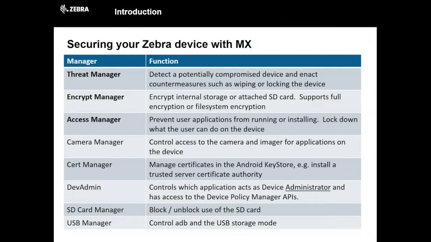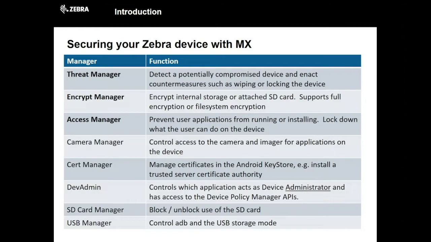Just to go into a little more detail of what these managers do. Threat Manager enables you to detect that your device has been potentially compromised or rooted. You can detect that on startup, or periodically scan for that condition. Encrypt Manager enables you to encrypt internal or external storage, and it supports file system encryption as well as full encryption. We'll go into more detail on these. Access Manager sets up a whitelist of applications that can run and other lockdown capabilities.